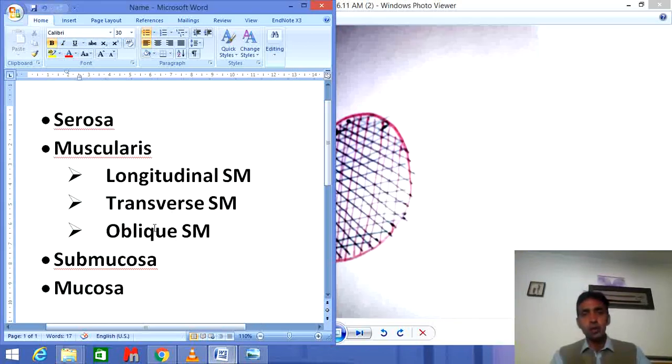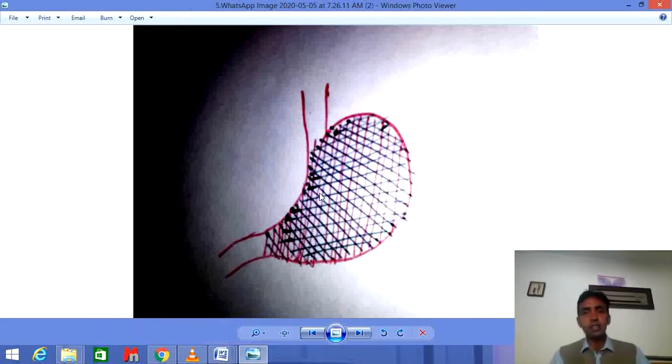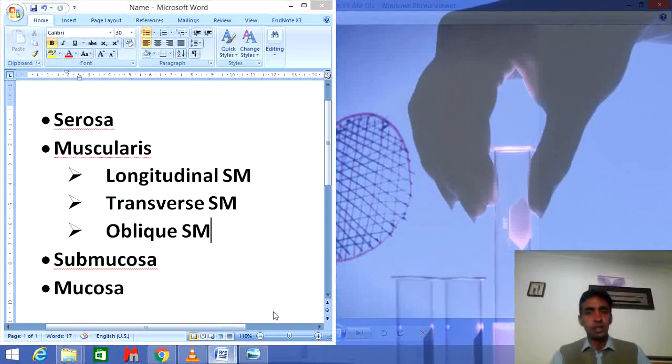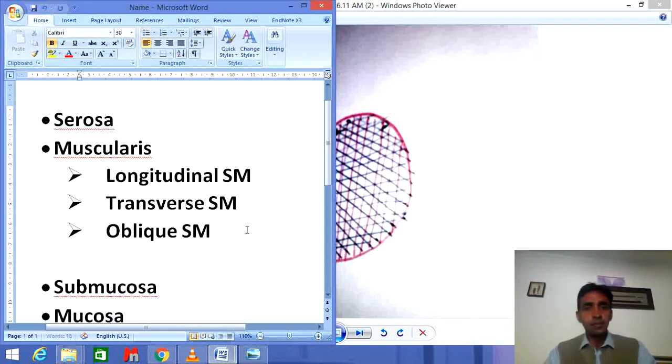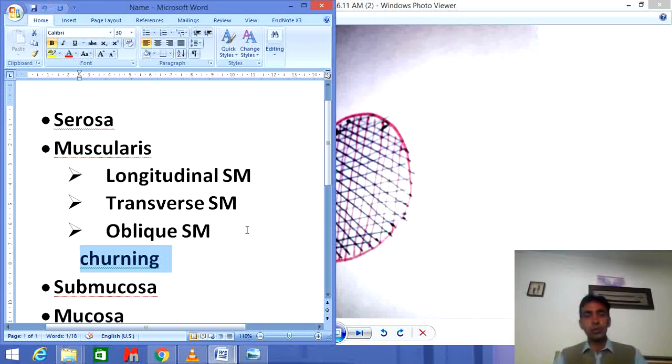The oblique smooth muscle is only present in the stomach, because the stomach is responsible for the thorough mixing of food. It is responsible for the partial crushing of food and thorough mixing of food. You can call it churning. Churning is to convert the food into small particles and thoroughly mix the food.